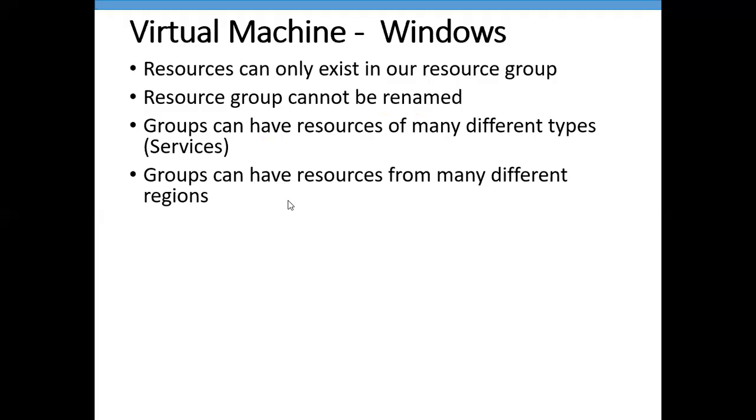Groups can have resources from many different regions also. Now, when we create a resource group, we have to select a region, the region in which I'm going to create it. But the resource which I'm going to create, like a virtual machine, I may need to create in any other region. Is it possible to have our resource group in one region and our virtual machine in another region? Yes, it is possible. It is not recommended, but yes, it is possible.